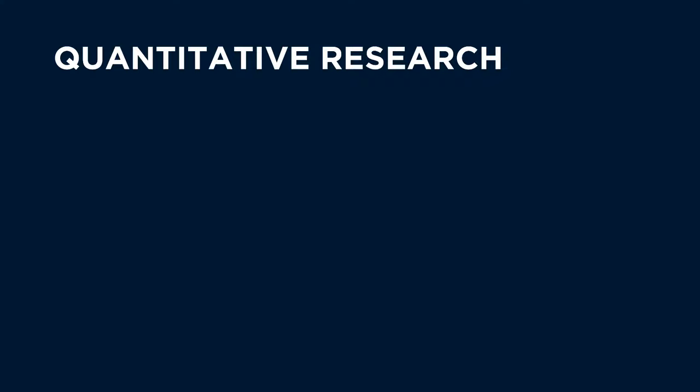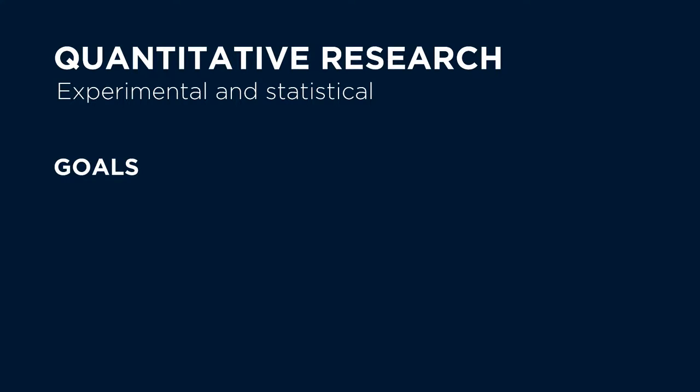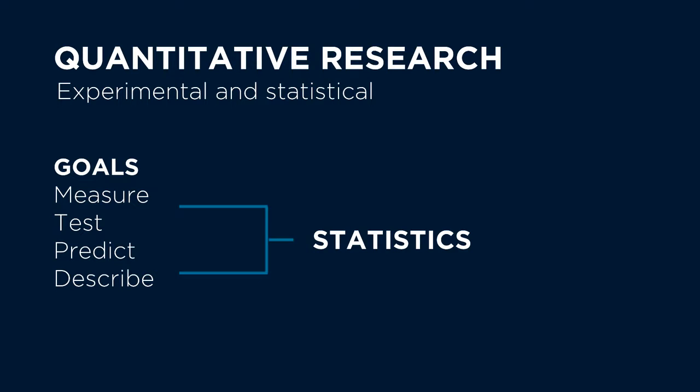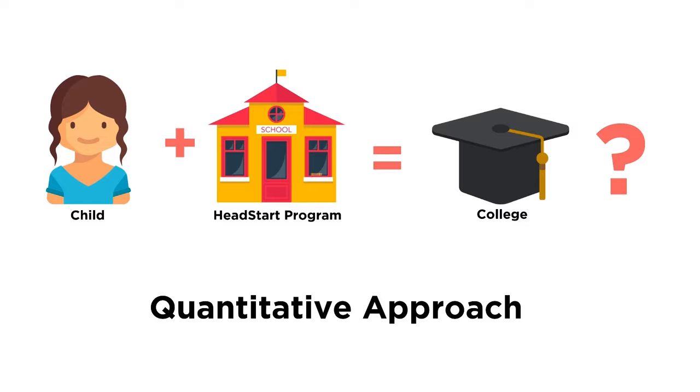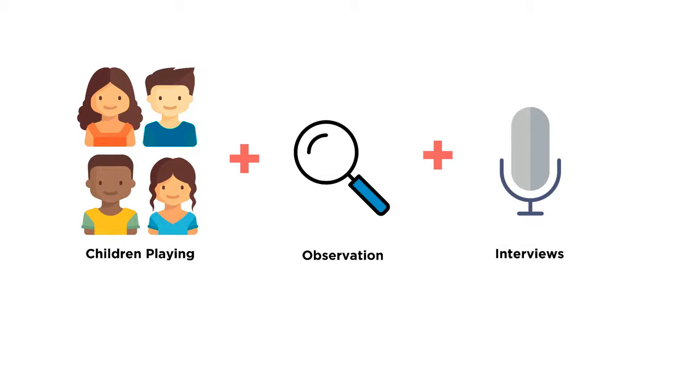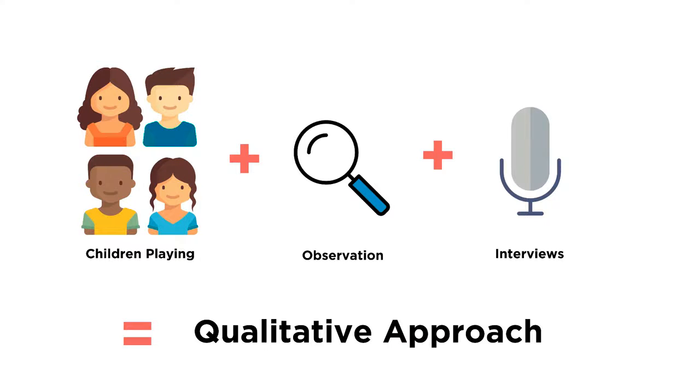When you think quantitative, think experimental and statistical. The goal here is to measure, test, predict, and describe using statistics. If you conduct a statistical analysis of the correlation between a child's participation in a Head Start program and their likelihood of going to college, you're taking a quantitative approach. But if you go into a preschool classroom, observe children playing, and conduct open-ended interviews with children and teachers about classroom behaviors, you're taking a qualitative approach.